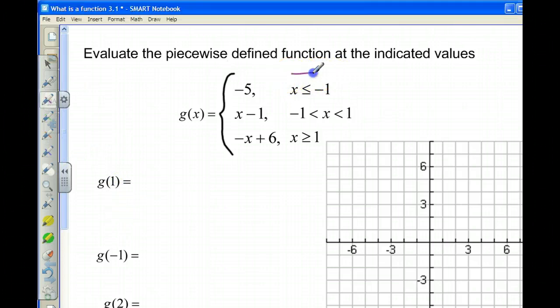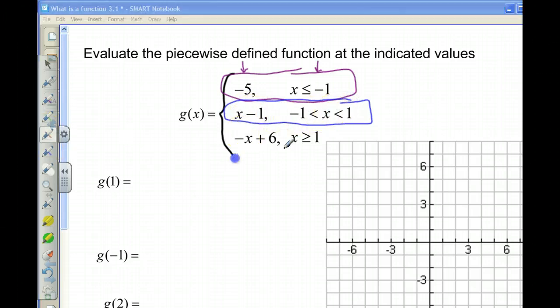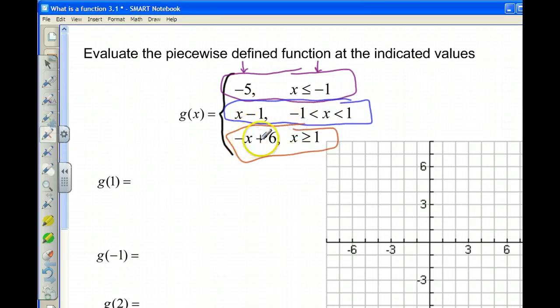So just understand, there's a function right there and there's its domain, right? We've got a function right here. Here's its function, here's the domain, right? And then you've got a third one here. Here's the function, and here's the domain of that function. So when I have g of 1, I've got to figure out which domain it fits into. 1 is bigger than or equal to 1, so this one fits into this function right here. There are three functions to plug into. I'm going to plug this one into that one. So I get negative 1 plus 6, which is 5.